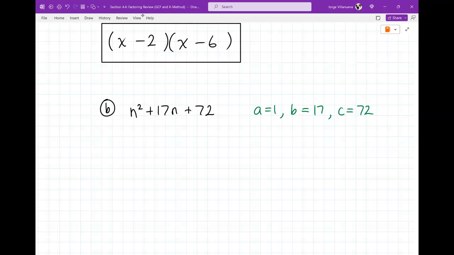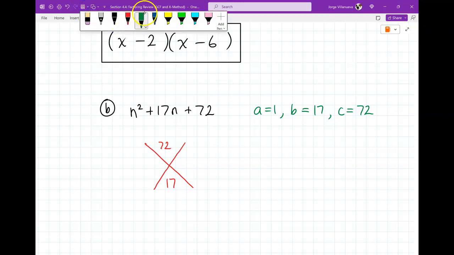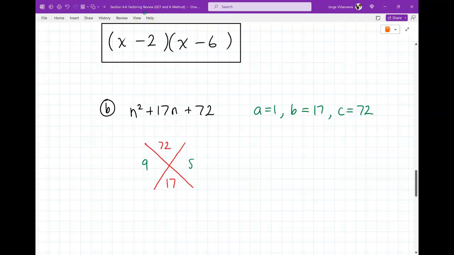But the ones we do next will. I think one of them for sure has a GCF. So, all right, let's do the X method here. At the very top, I multiply A times C. That's 1 times 72, so that's 72. And on the bottom, I put B. That's 17. Give me two numbers that multiply to 72 that add to 17. 9 and 8. 9 times 8. Knowing your multiplication tables really helps.